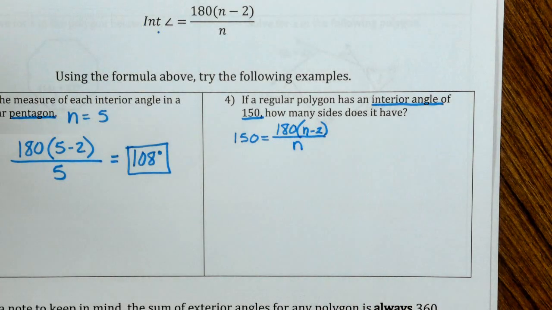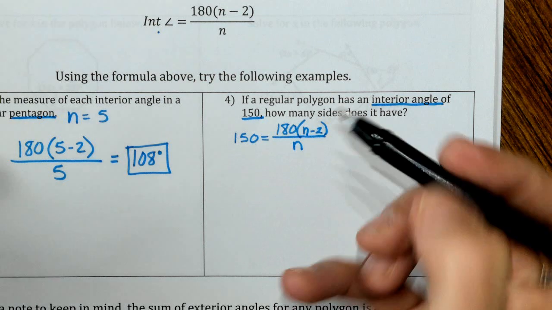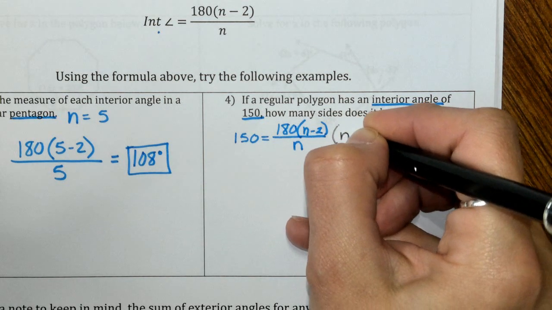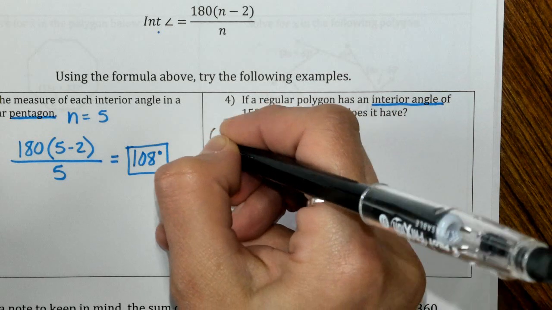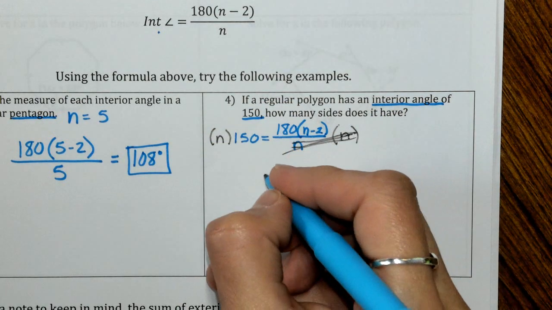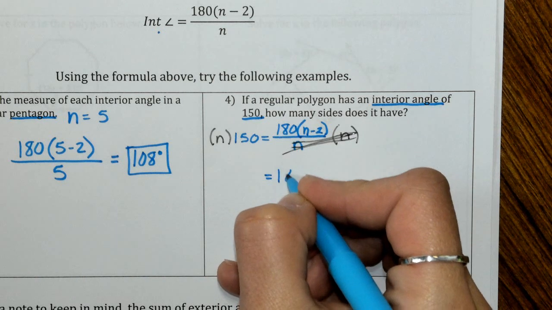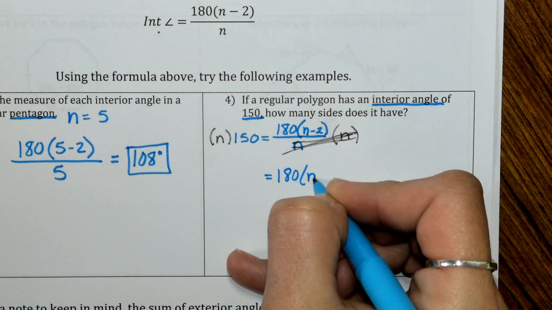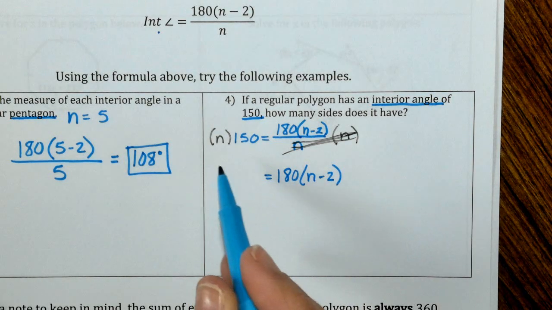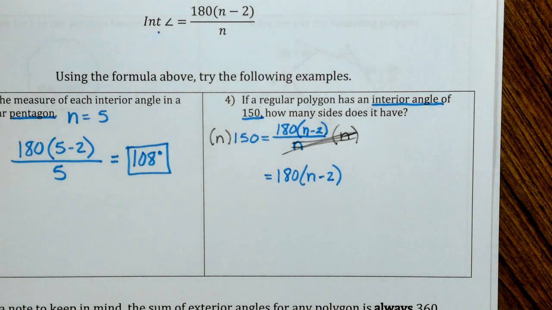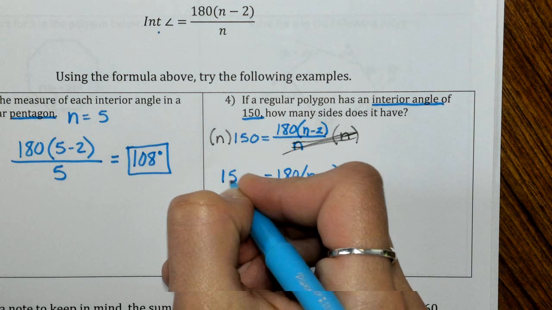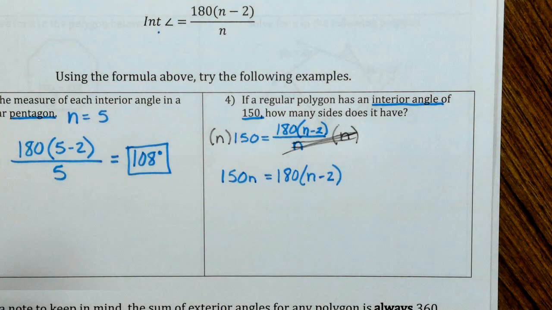The first thing is we need to get rid of that fraction on the right. We need to get rid of that denominator. Since this is dividing, we do the opposite, and we multiply both sides by that n. So that these cancel, and what we have left is just the 180 times (n minus 2). On the left-hand side, when we have a variable and a number, we just put them together. We're going to put the n on the other side, though, so we have 150n.